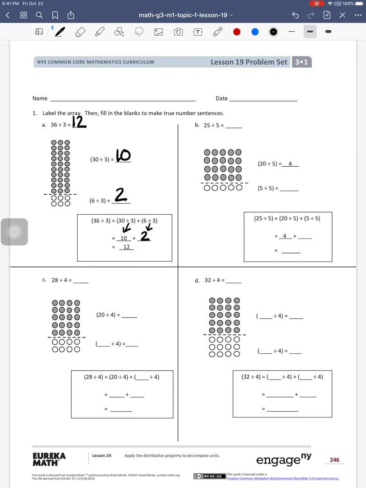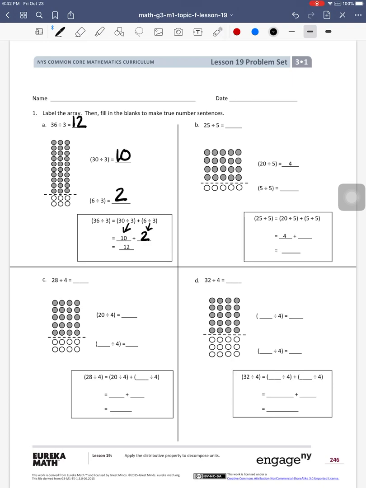25 divided by 5. Now we're going to look at these shaded in circles above the dotted line. Here we see 20 gray circles. And we see that we have 5 in each row. But how many rows do we have? Right, we have 4 rows.